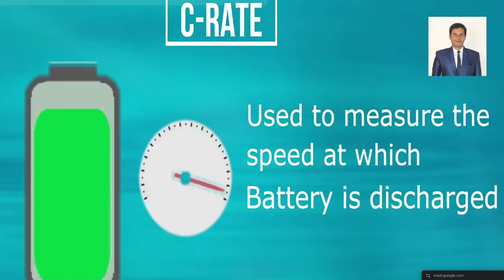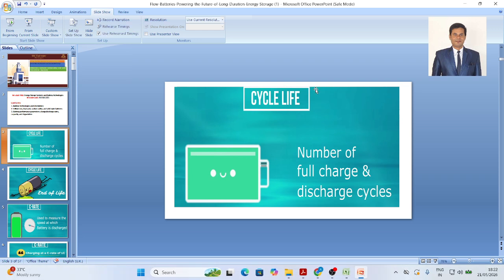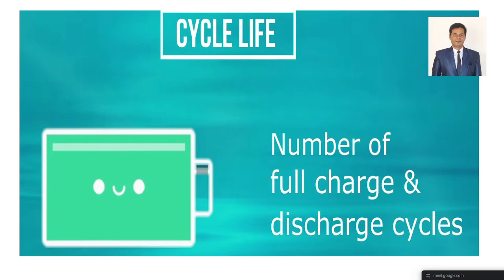We have to see how the life can be decided, which is based on the C rate of these batteries. So what is actually the number of full charges and discharges? If the battery is charged to 100%, it may also discharge. We have to decide the C rate of the batteries.